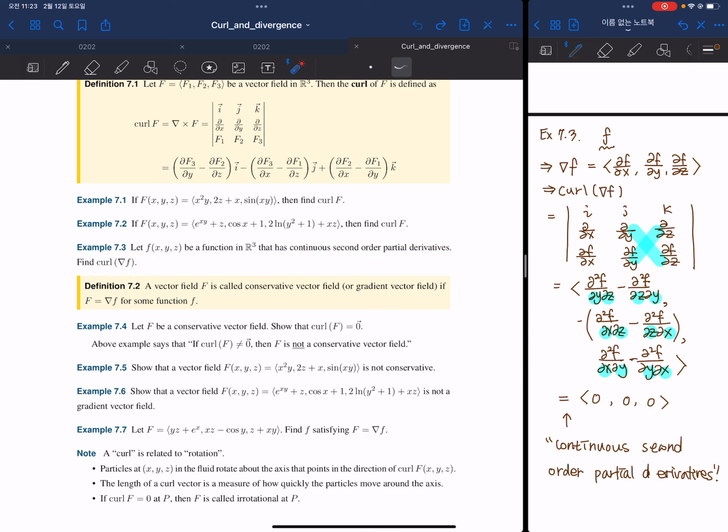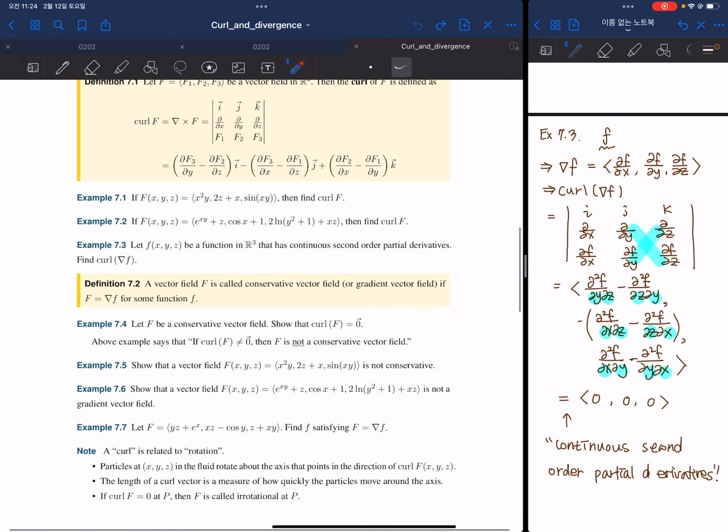And I think in the lecture we didn't say what a conservative vector field is, but I just want to say a conservative vector field is actually the same as a gradient vector field. So if the given vector field can be written as the gradient of some function f, then we say that the vector field is a conservative vector field. Or sometimes we just say that F is a gradient vector field.